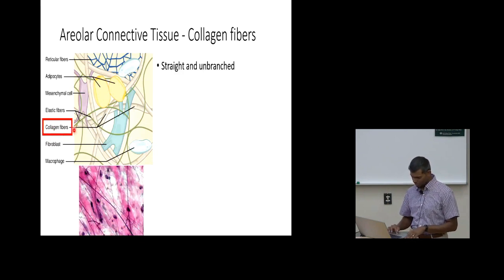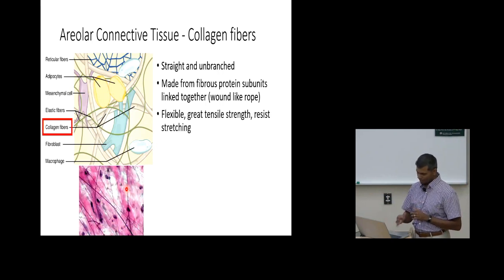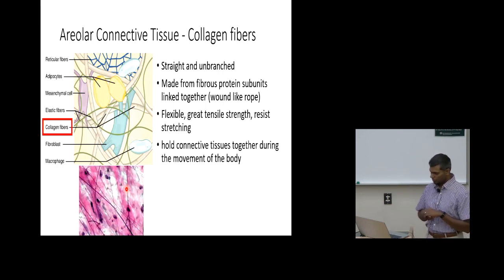Notice that these are straight and unbranched, as you can see here, and they're made up of fibrous proteins which give it a rope-like consistency. And even in this slide here, you notice that the collagen fibers are these lightly staining pink strands. So that is the collagen fibers. And the main function of collagen fibers is that they offer a lot of tensile strength, and they will resist stretching. So what gives your areolar connective tissue some sort of strength is these collagen fibers. And they help to hold the tissue together when there's different types of movement.